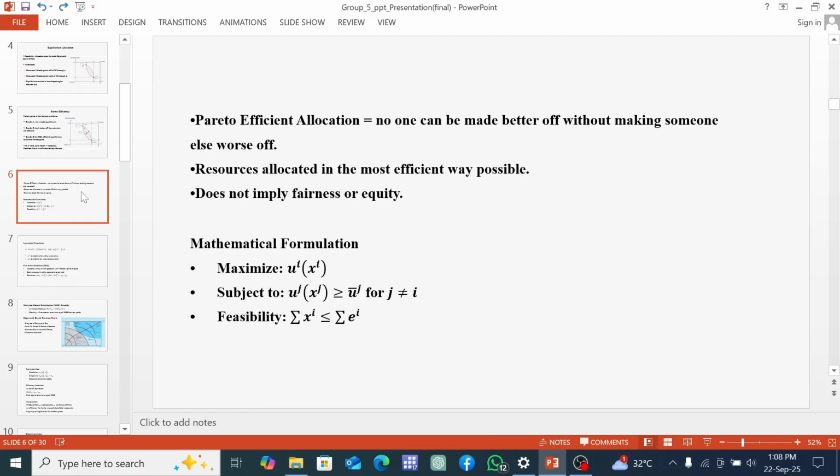Okay. Then the mathematical formulation. The mathematical formulation is saying that we have to maximize either individual 1's or individual 2's satisfaction, by keeping the other individual's satisfaction the same as at the endowment point, and the feasibility must be less than or equal to the initial endowment, because we have seen that the resources should be properly utilized. No resources should be unused in the society.